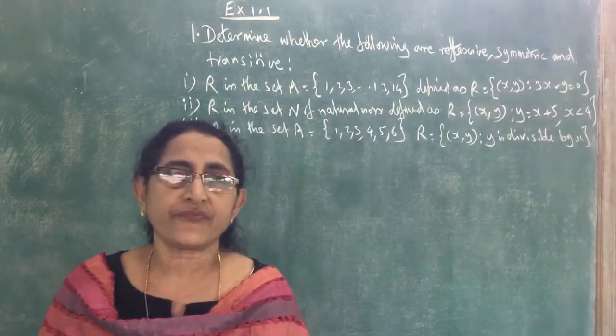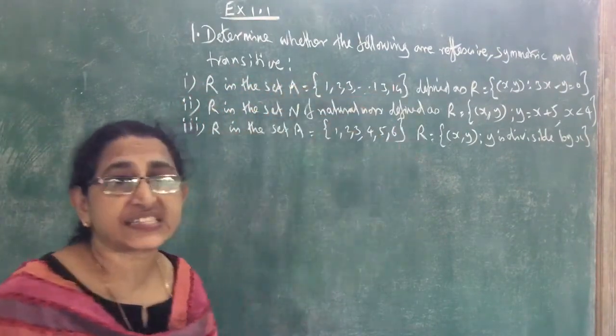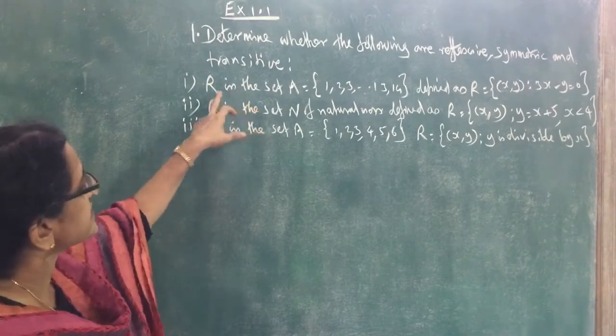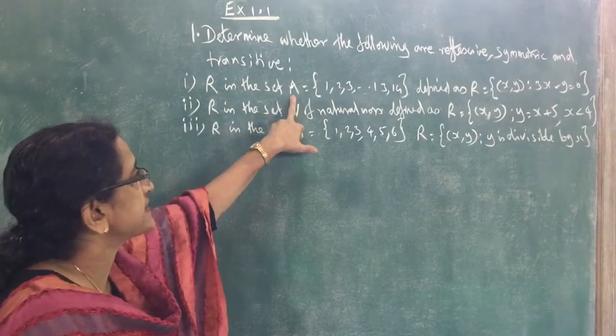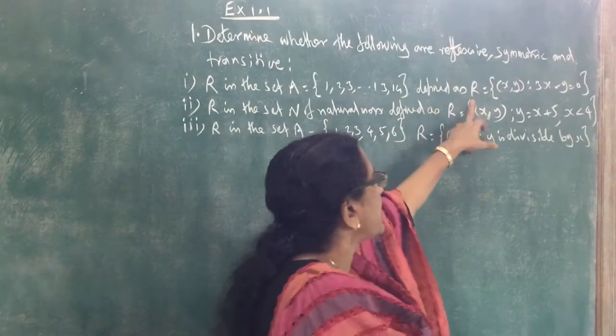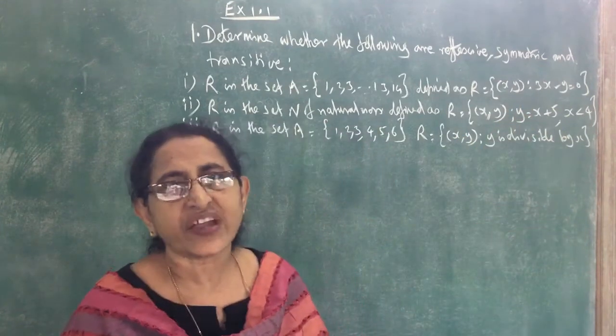Exercise 1.1, first question. We have to determine whether the following are reflexive, symmetric and transitive. So consider the first relation. Relation R defined in the set A equal to {1, 2, 3, up to 14}, defined as R equal to the set of all ordered pairs (x, y) such that 3x minus y equal to 0.